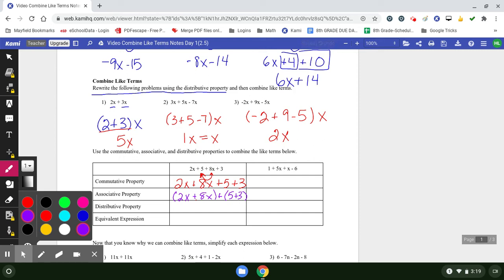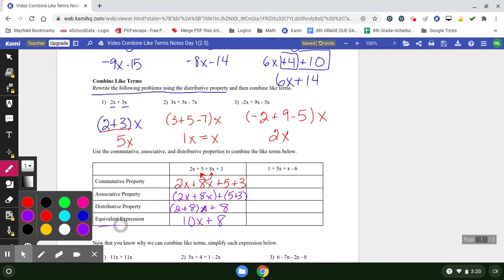Now I'm going to use the distributive property, and I only need to use it on the two terms that have x, just like I did in the step before. So I'm going to leave 2 plus 8 and pull the x outside the parentheses. And then 5 plus 3 is 8. I can simplify that. And then 2 plus 8 is 10, so I end up with 10x plus 8.